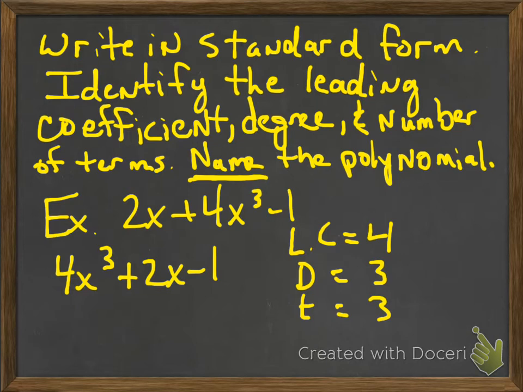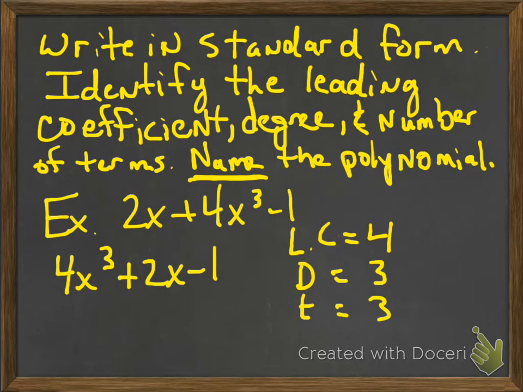So we can now name this polynomial. Give it a name based on its characteristics. Term is how many different monomials you have. Like 4x cubed is 1. Then when I get a plus, I get a new monomial. That's 2x, another one. Minus gives me another one, 1. So I have 4x cubed, 2x, and 1 as 3 different terms combined into one polynomial by the plus and minus.